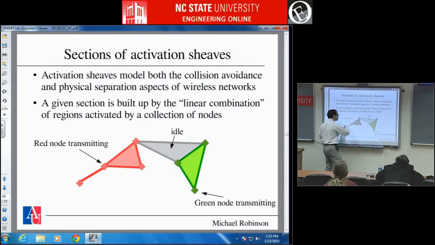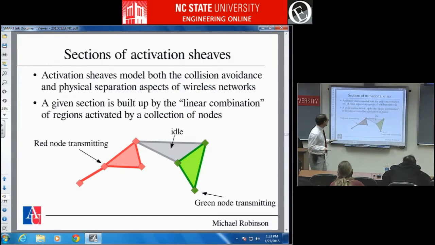So for instance, here the red node is transmitting, here the green node is transmitting, and there's an idle dead zone between them. Because these nodes here, well, they're hearing the green node, so they're quiet. They're not transmitting themselves. This node is hearing the red node transmitting, so it's not transmitting. So this portion here is preventing interference between the two halves of the network.